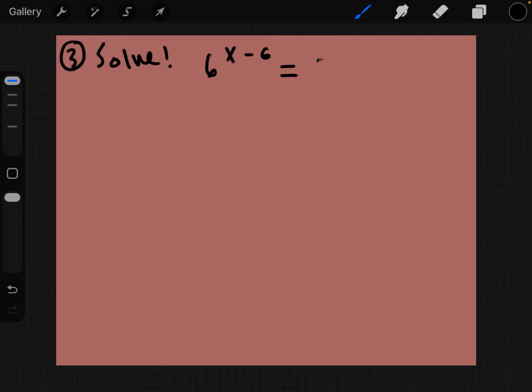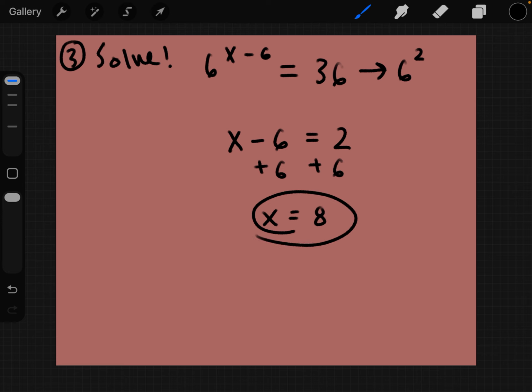It does include instructions at the top, and you probably want to read them because it'll say something like, make sure the bases are the same. And so then you know what kind of problem you're doing. So we need to make our base 6 so that they're the same. 36 is 6 squared, so now we can set our exponents equal to each other. And the answer is 8.